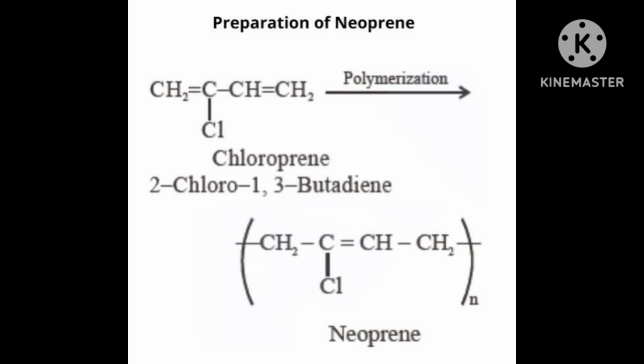1,3-butadiene structure first to write. CH2, 1,3 means carbon number 1, carbon number 2, double bond is there. Carbon 3rd, carbon 4, double bond is there. Correct? In the middle, single bond will be there. Means first and second double bond.